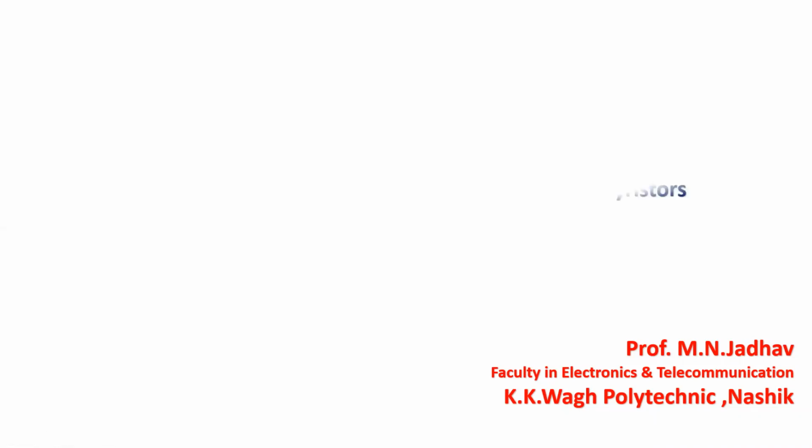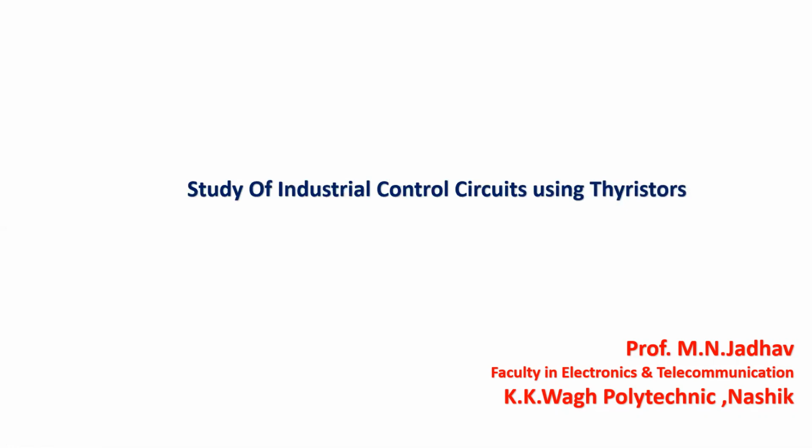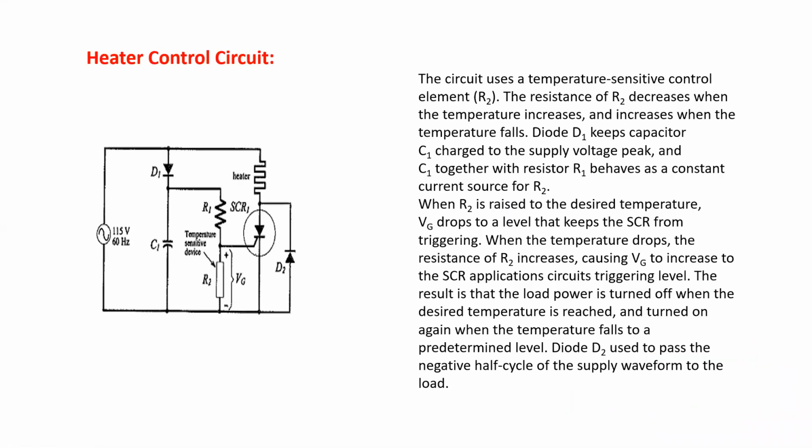Today we'll go through the different industrial applications of thyristors, that is, SCRs. Now let us consider the heater control circuit. In this circuit, the components used are a diode, a capacitor, the heater, and a temperature sensitive device along with an SCR. When there is a change in the temperature sensitive device, the heater is turned on and turned off accordingly.